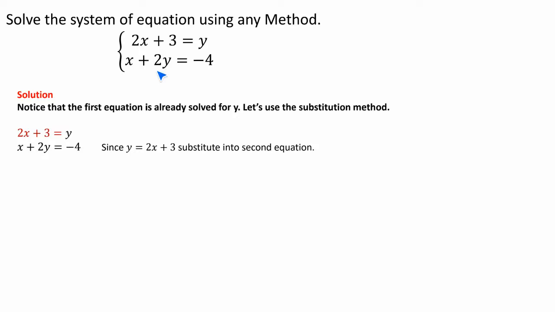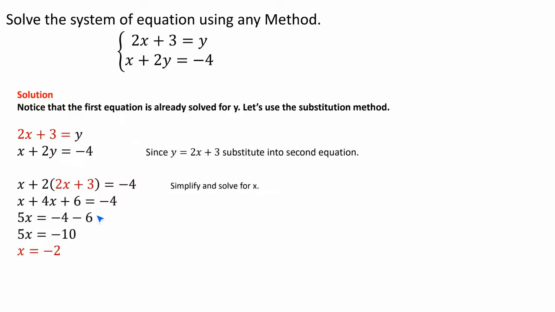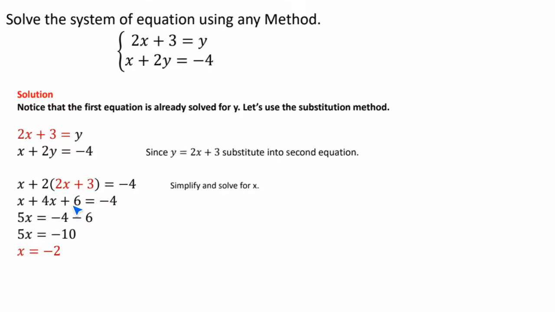So here for my y, I'm going to replace it with 2x plus 3. So here's my equation, x plus 2y equals negative 4. I already know that y is 2x plus 3, so I replace that. And then we're going to simplify. So distribute the 2. So we get 2 times 2x is 4x. 2 times 3 is 6.